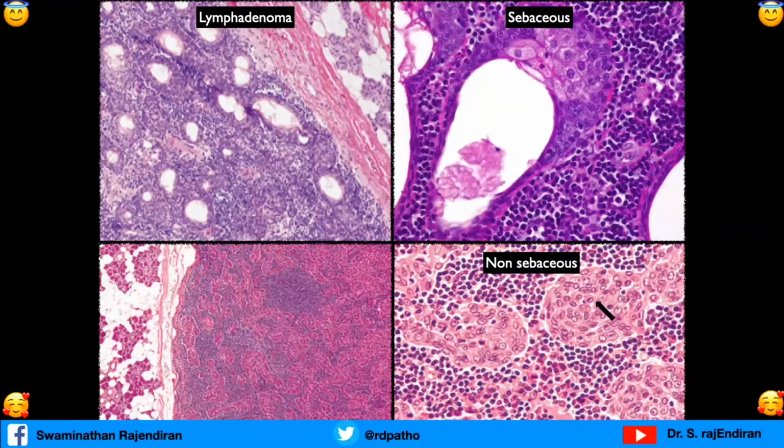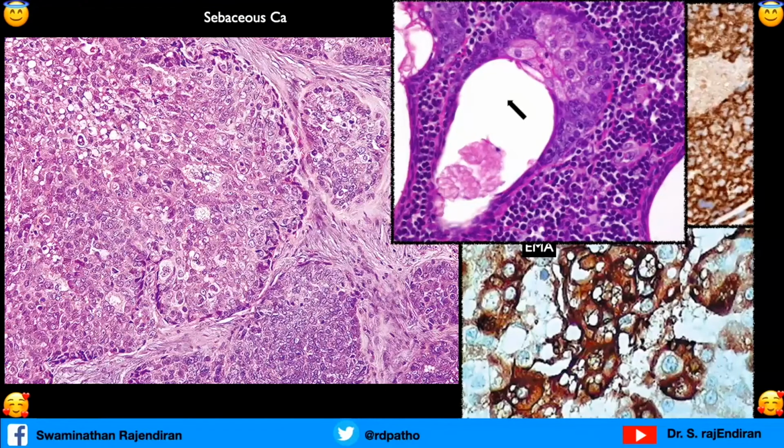So this is non-sebaceous lymphadenoma. And awareness of this is very, very important, because in frozen sections, if you are not aware of this, you may think these are all metastases. But please look into the cytology. If they are bland, they are benign. Sebaceous and non-sebaceous lymphadenoma. But you can get sebaceous carcinoma also there.